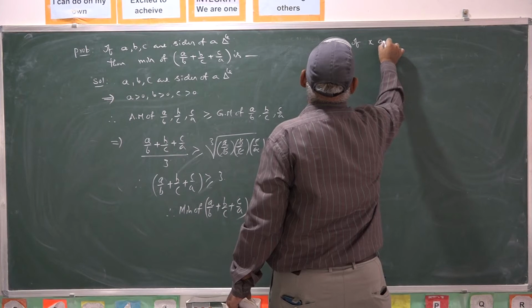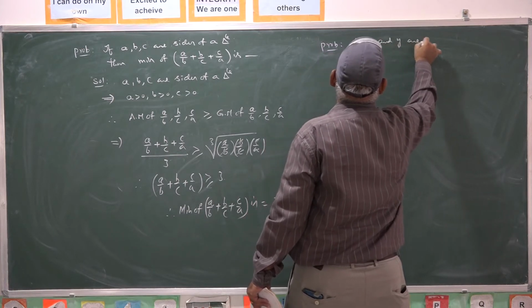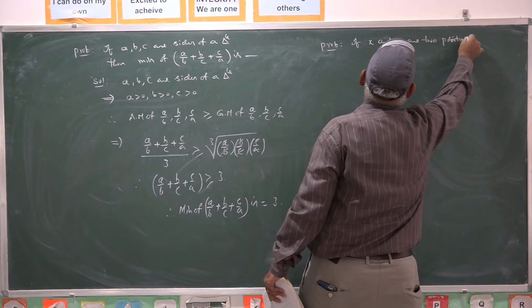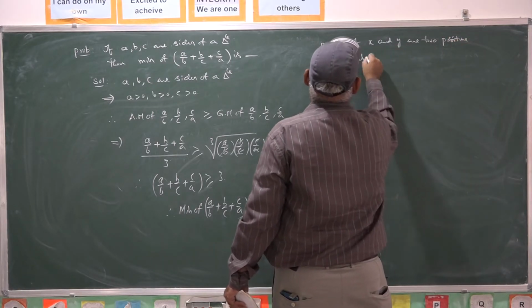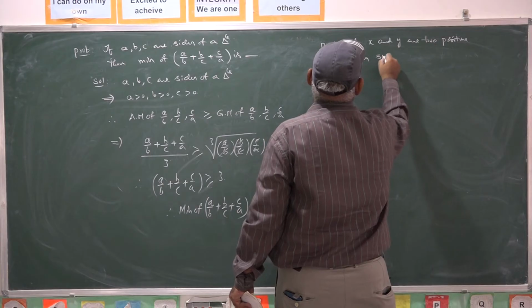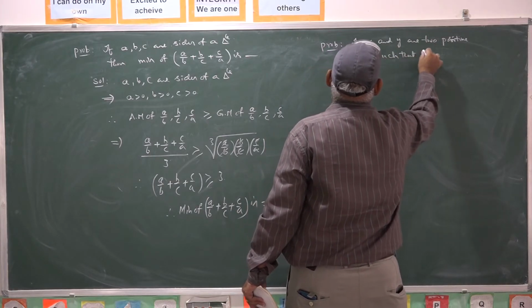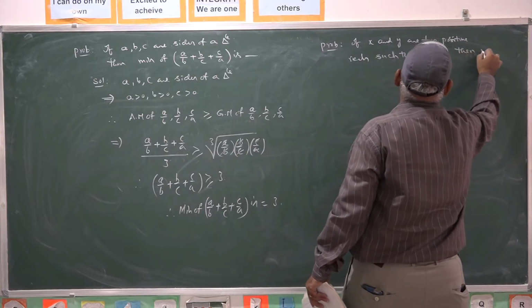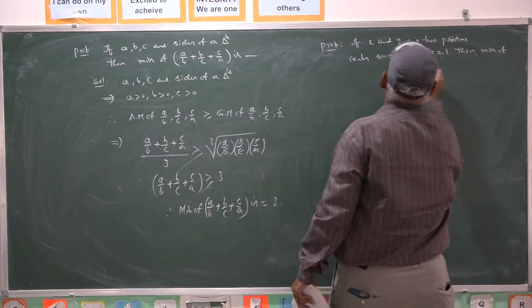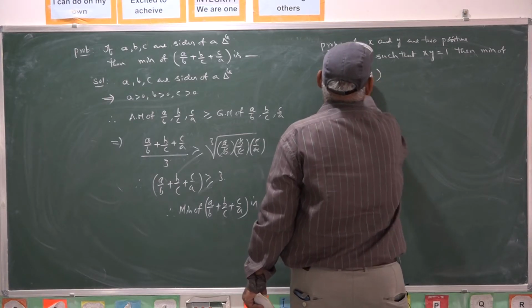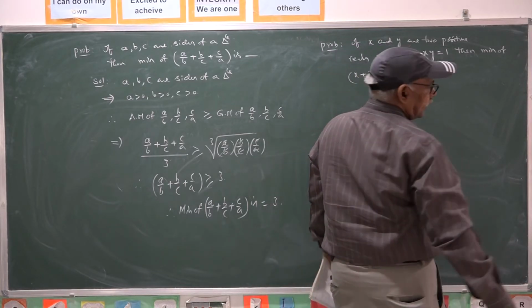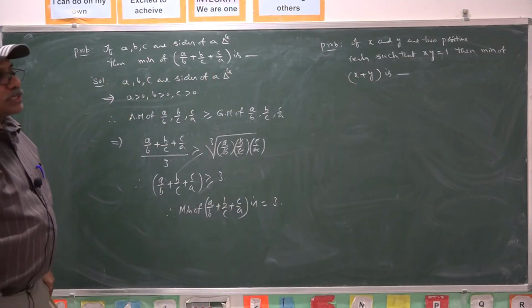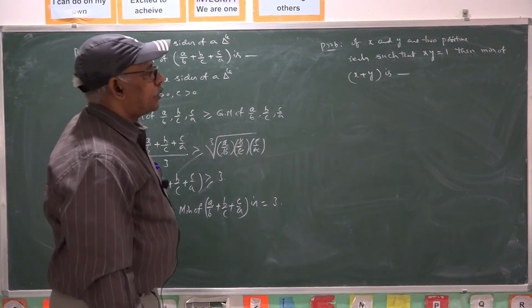If x and y are two positive reals such that xy equal to 1, then the minimum of x plus y is. If x and y are two positive reals such that xy equal to 1, then the minimum value of x plus y is.